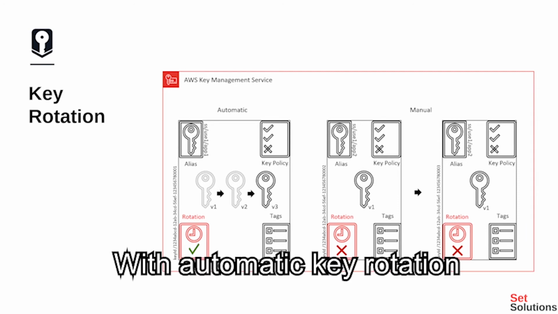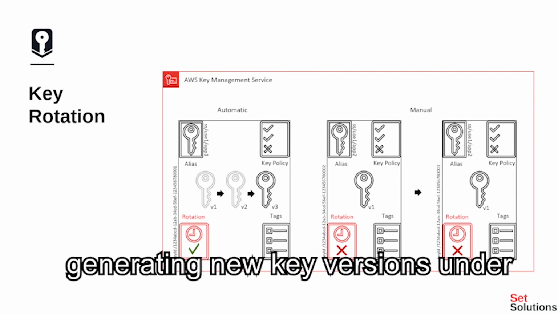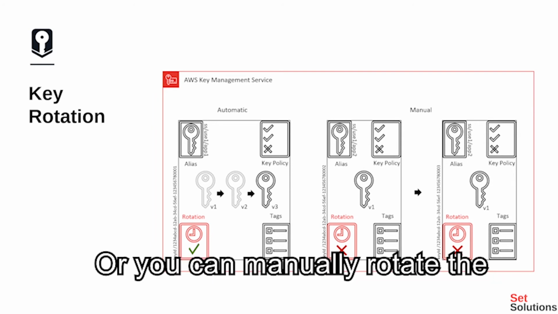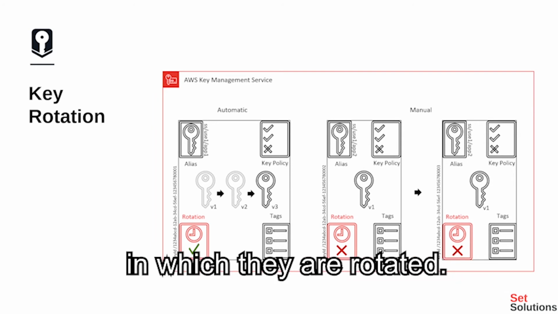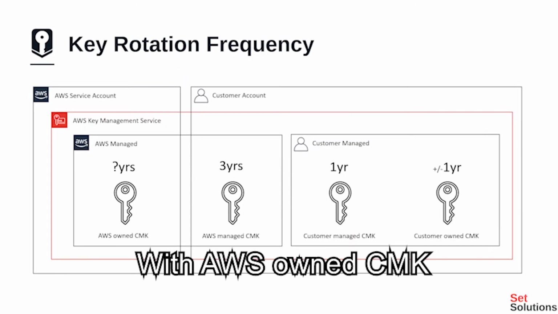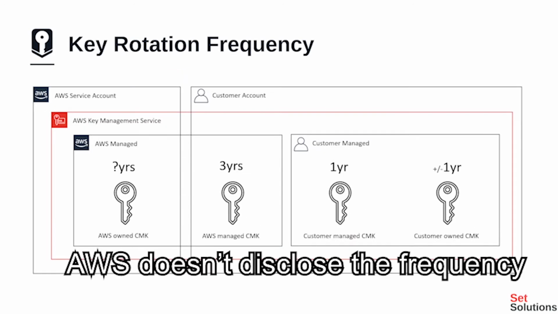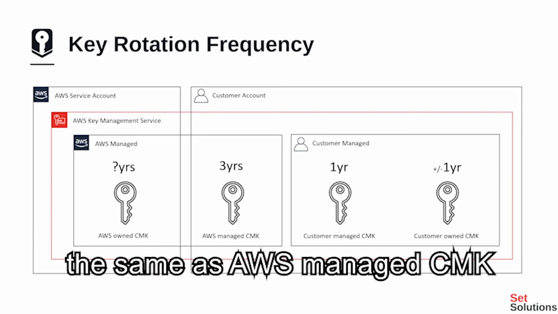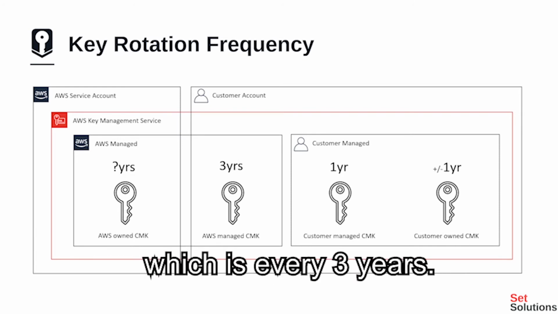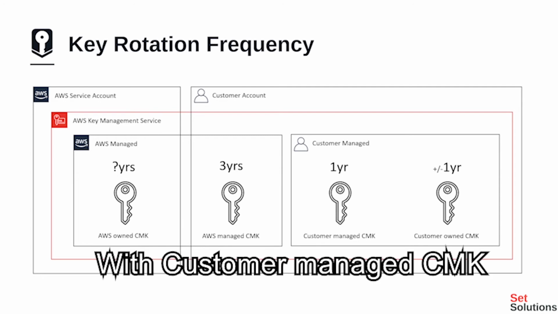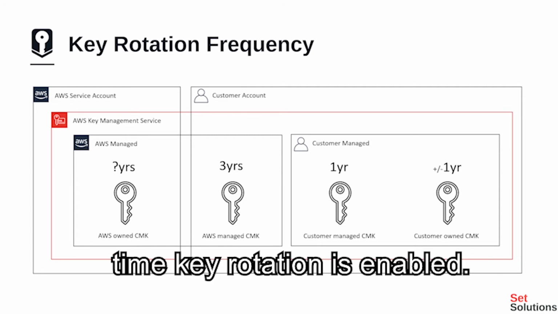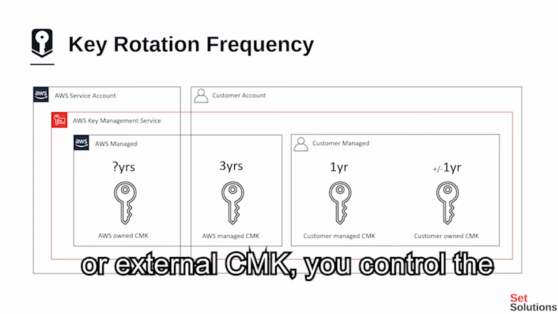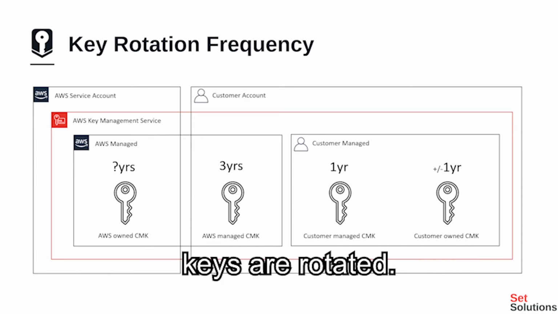You can either enable automatic key rotation or manually rotate the keys yourself. With automatic key rotation, AWS handles the process of generating new key versions under a predefined key rotation frequency, or you can manually rotate the keys and control the frequency in which the keys are rotated. With AWS Owned CMK, AWS doesn't disclose the frequency in which the keys are rotated, but we can only assume it is the same as AWS Managed CMK, which is every 3 years. With Customer Managed CMK, keys are rotated every year from the time key rotation is enabled. And with Customer Owned CMK or External CMK, you control the frequency in which the keys are rotated.